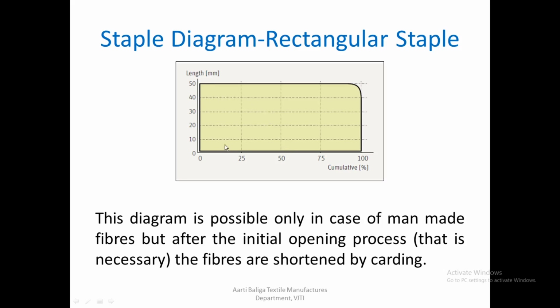In man-made fibers, the fibers are produced by man, and so when you cut them into a staple or a particular length, all the fibers would be of the same length. If I were to make the Beer-Sutter diagram for them, I would get a rectangular shape. But this shape will change the moment I start processing these man-made fibers, because during carding, the fibers are damaged or broken, which is known as shortening of fibers. So shortening of fibers takes place, and you would no longer get this kind of a rectangular staple diagram.